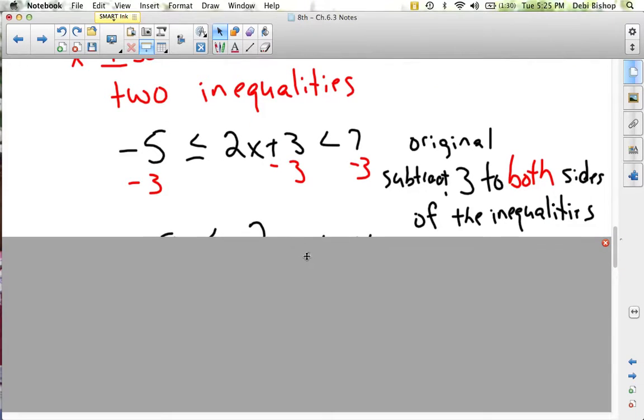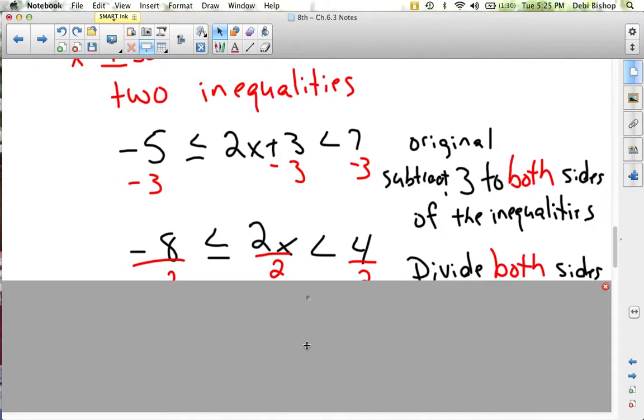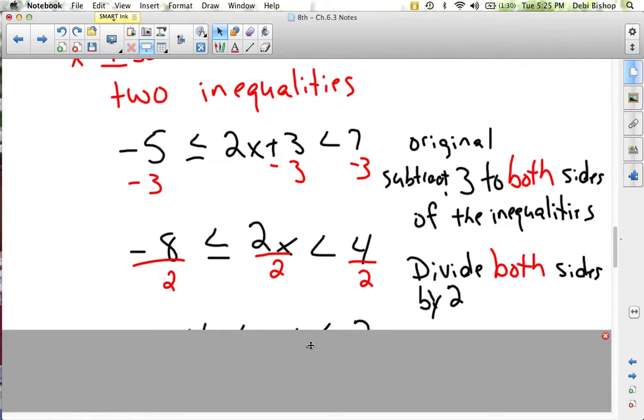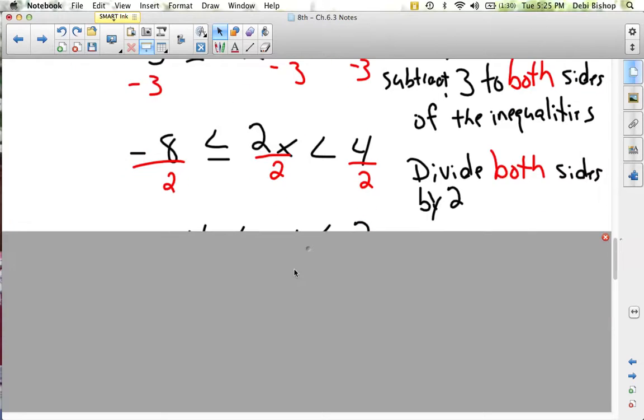So then I am left with -8 ≤ 2x < 4. Now I still need to get x isolated, so I need to divide by 2 since they are next to each other. What I do to one side, I do to both sides of my inequalities. So now I have -8 divided by 2 ≤ 2x divided by 2 < 4 divided by 2.